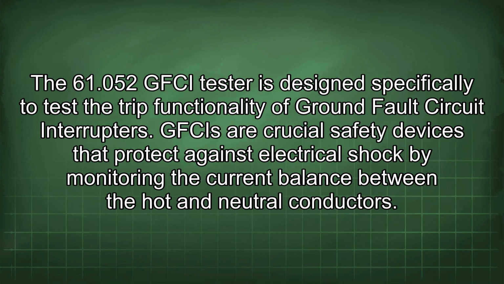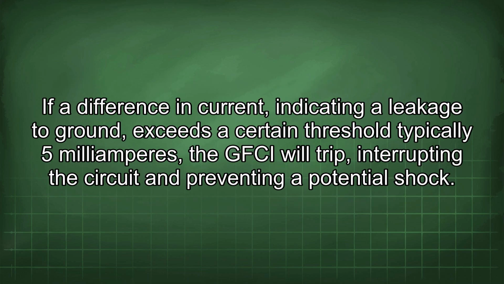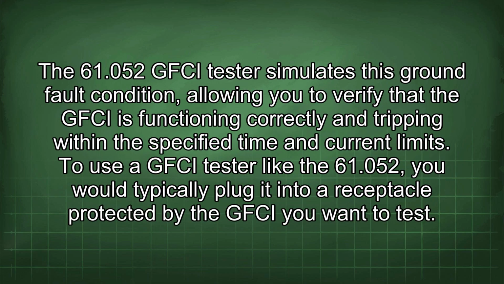The 61.52 GFCI tester is designed specifically to test the trip functionality of ground fault circuit interrupters. GFCIs are crucial safety devices that protect against electrical shock by monitoring the current balance between the hot and neutral conductors. If a difference in current, indicating a leakage to ground, exceeds a certain threshold, typically 5 milliamperes, the GFCI will trip, interrupting the circuit and preventing a potential shock. The 61.52 GFCI tester simulates this ground fault condition, allowing you to verify that the GFCI is functioning correctly and tripping within the specified time and current limits.